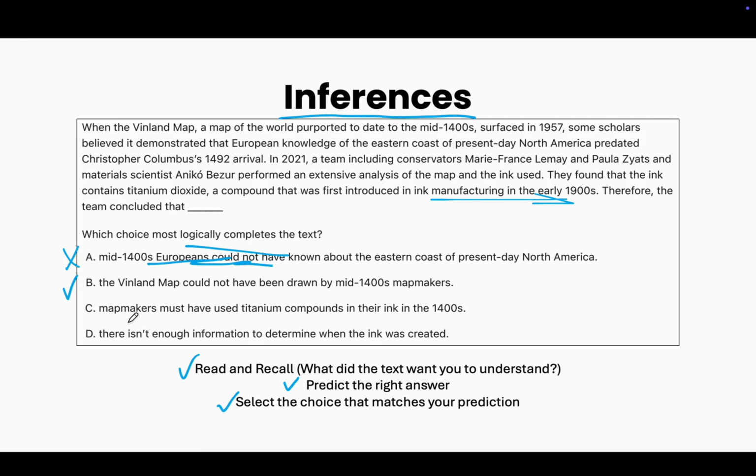Choice C. The map makers must have used titanium compounds in their inks in the 1400s. No, the text said that the ink was invented in the 1900s. Also, it says must, which is an extreme keyword. Plus, it does not match our prediction, so it is probably wrong. Choice D. There isn't enough information to determine when the ink was created. They literally said that the ink was created in the 1900s. Therefore, choice B is correct.